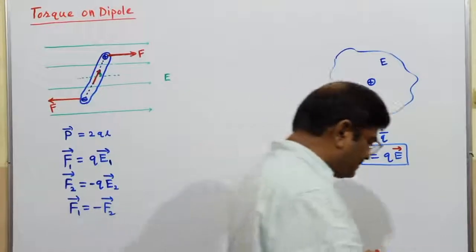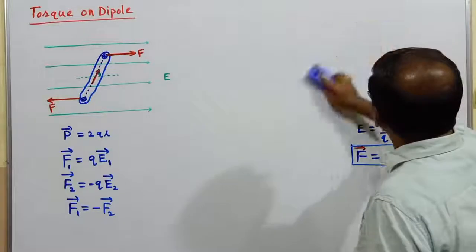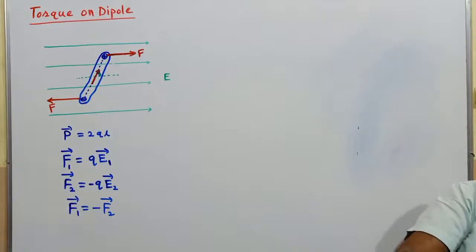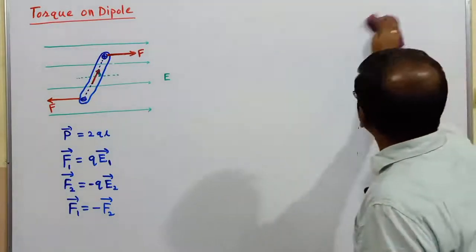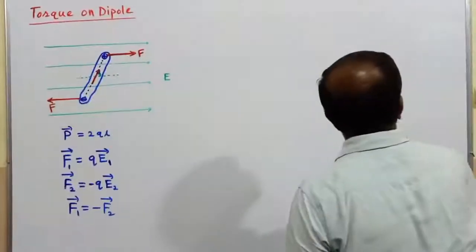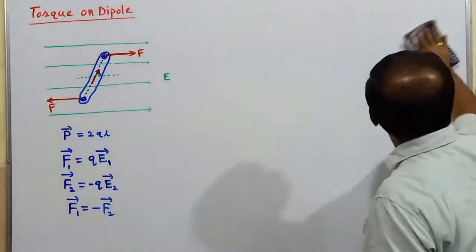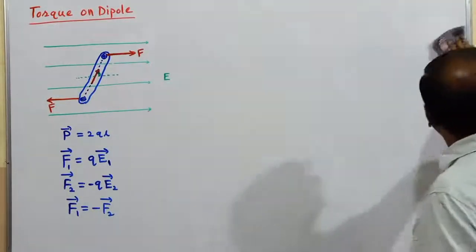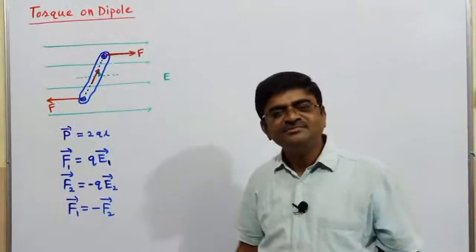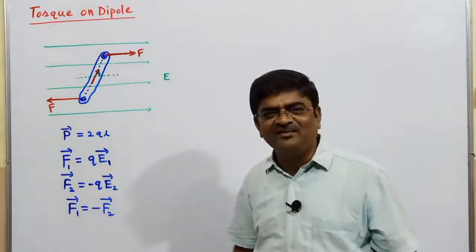As I mentioned, the dipole which is given to me is placed in the electric field, because of which the two charges of that dipole have experienced a force. Those two forces on the dipole are in opposite directions and not acting along the same line, because of which there is a torque, and that torque I would like to calculate. So let's go ahead and work out the torque on the dipole.